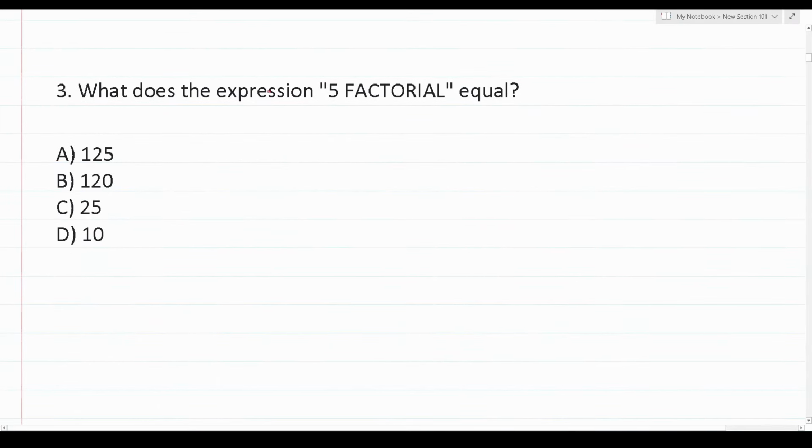Number 3 says, what does the expression 5 factorial equal? Well, in case you haven't taken a class on statistics, I just want to mention that factorials are represented with the exclamation symbol. So 5 factorial is the same as this, 5 exclamation points. And what a factorial says to do is take that number, so in this case we're going to take 5, and multiply it by every number less than 5 until you get to 1. So this will be 5 times 4 times 3 times 2 times 1.